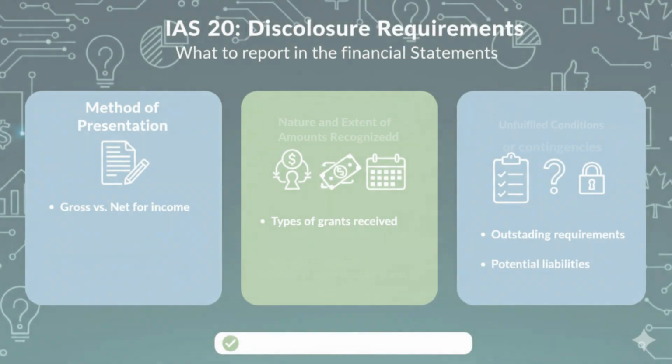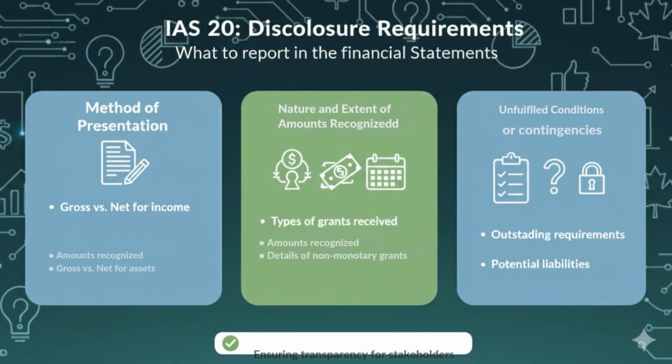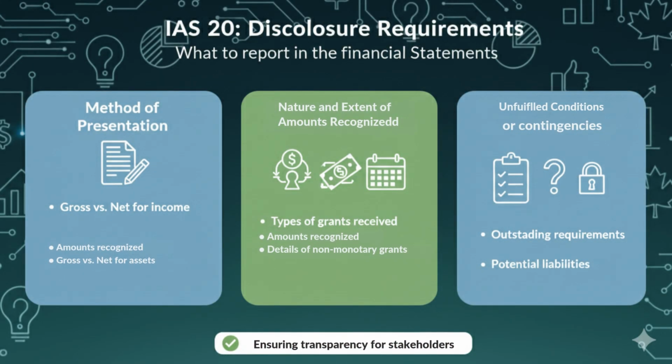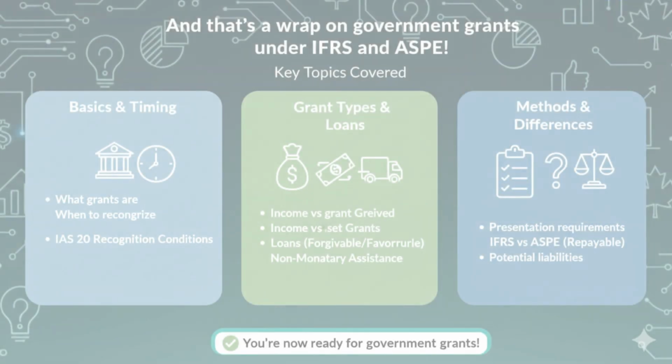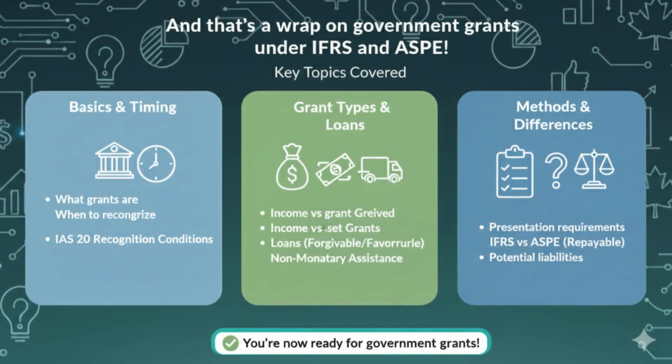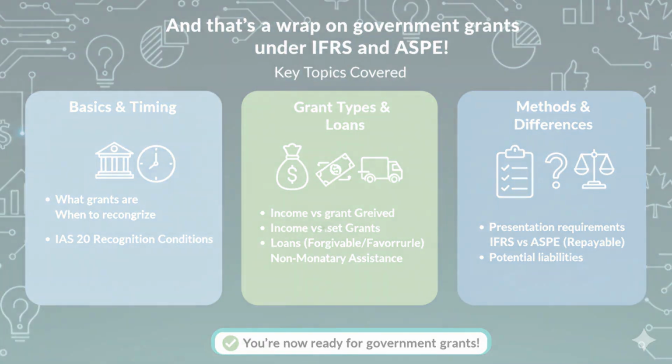Disclosure requirements under IAS 20: method of presentation, nature and extent of amounts recognized, unfulfilled conditions or contingencies. So the standard is clear. Be transparent about how much help you got, how you accounted for it, and whether you still need to meet conditions. And that's a wrap on government grants under IFRS and ASPE. We covered what grants are, when to recognize them, how to treat income versus asset grants, the special rules for loans and non-monetary assistance, and of course the key IFRS versus ASPE differences.